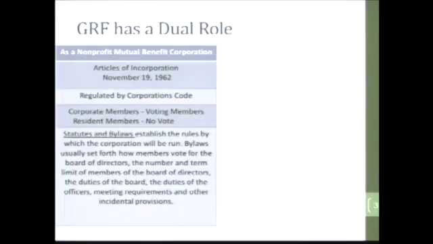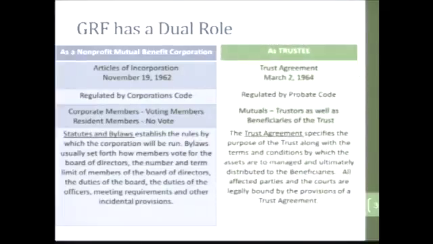That's being handled externally. What's interesting about GRF is it actually has a dual role, and this is really what makes it so unique. It actually is a nonprofit mutual benefit corporation. They operate as a corporation, a not-for-profit. They also operate as a trustee of an estate. That is unique. And this is where a lot of people have a hard time in the community understanding this because they see it as one or the other. And why it's challenging to execute this because GRF does operate as both.